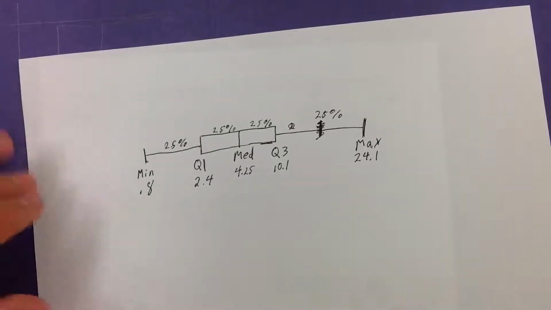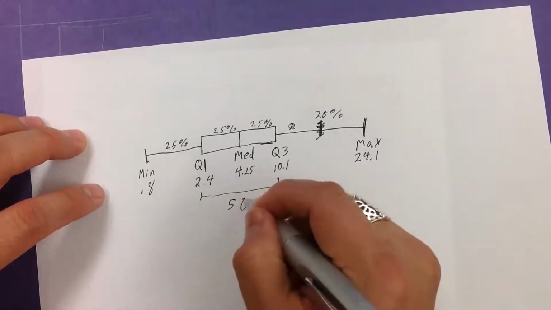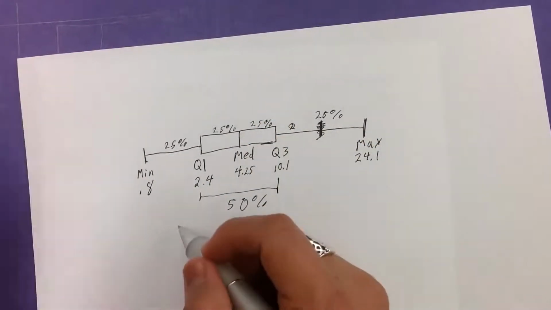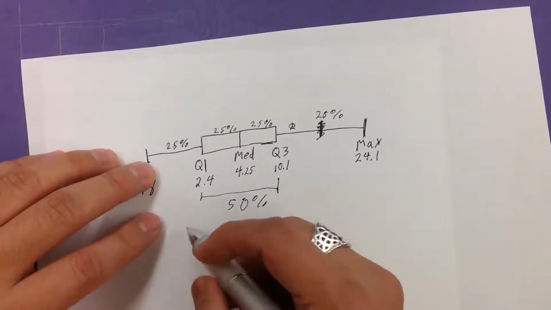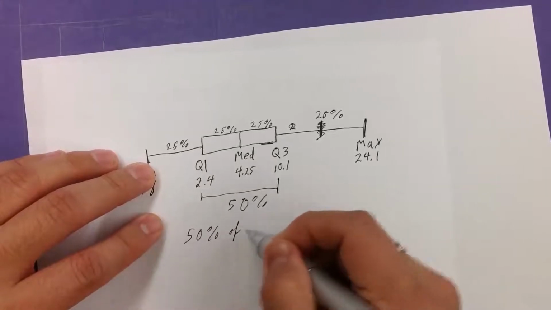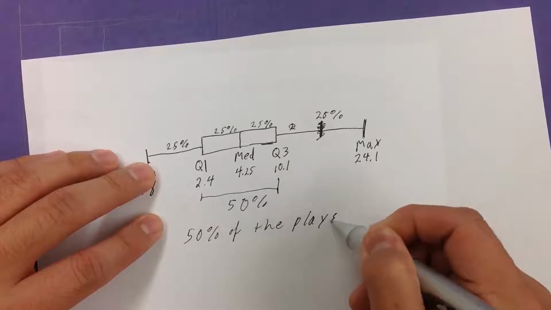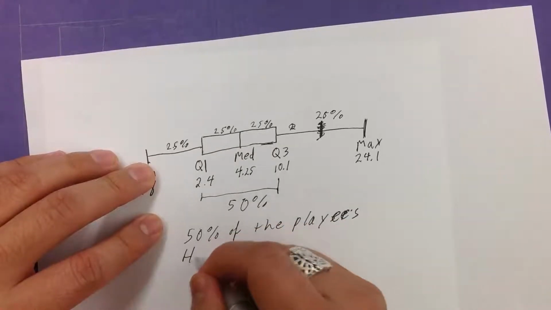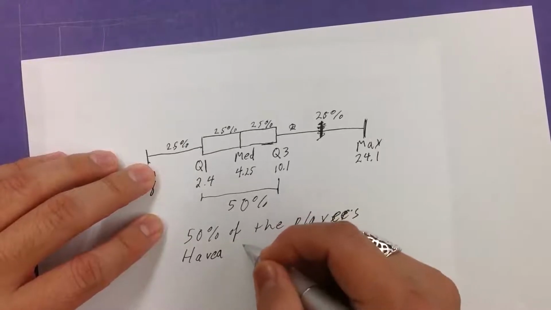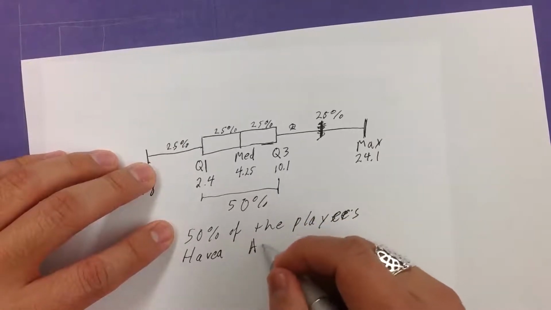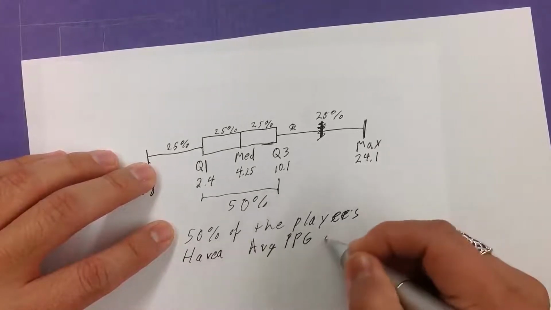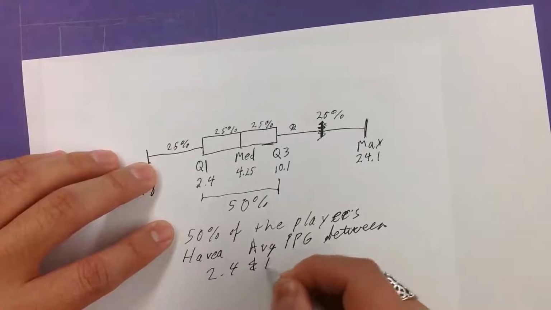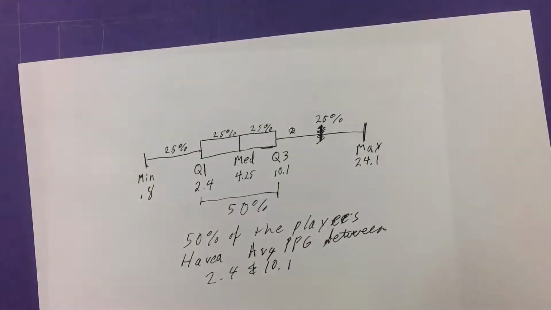So a couple of things we can say just by analyzing the data. Remember this is 25 and 25, so 50% of our data is contained within this box. So we can go ahead and make an inference: 50% of the players have an average points per game between 2.4 and 10.1. That's where we can say 50% of our data is.